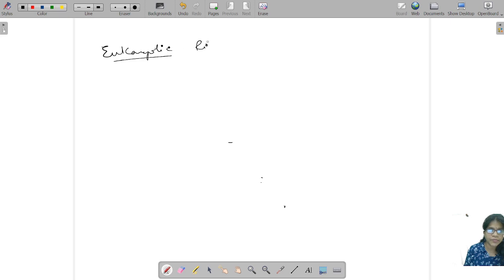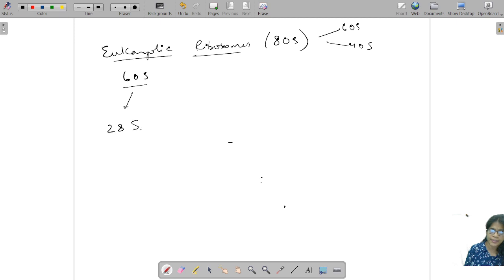Eukaryotic ribosomes, which are obviously 80S ribosomes, have 60S and 40S as their subunits. So what really happens in eukaryotes? Now let's talk about 60S. The 60S has 28S rRNA, a 5.8S rRNA, and a 5S rRNA.